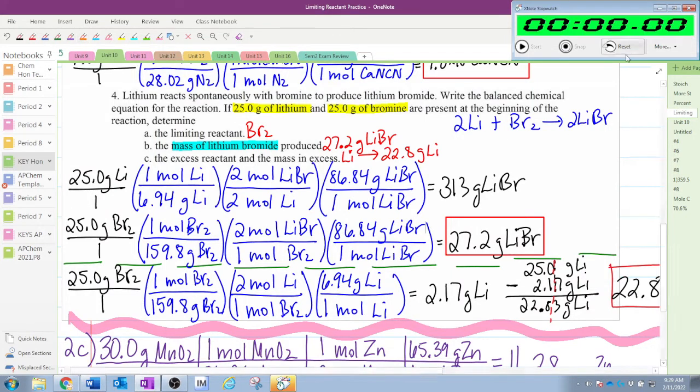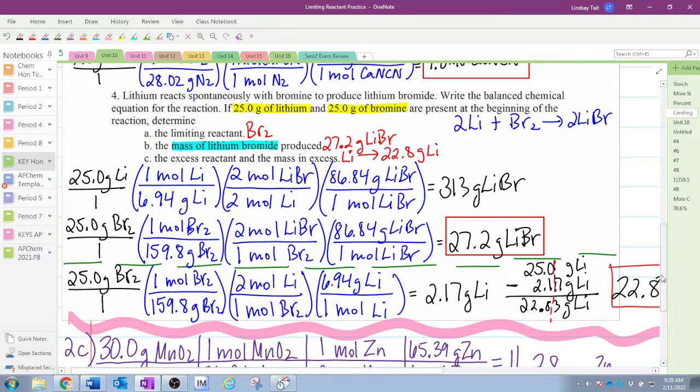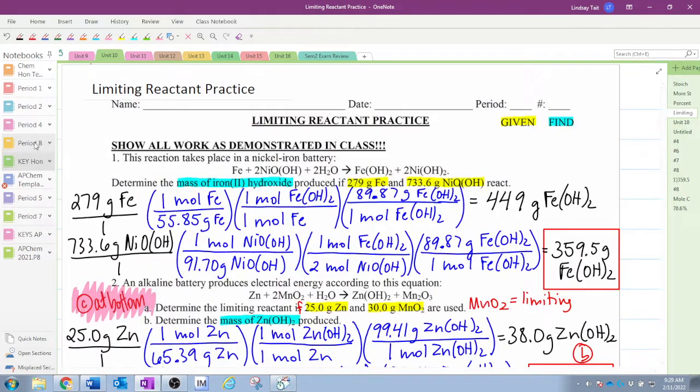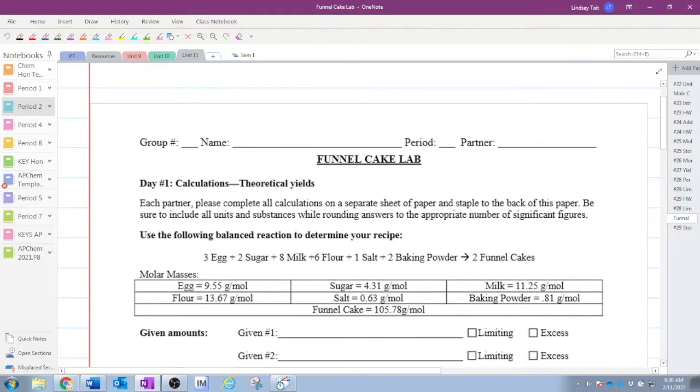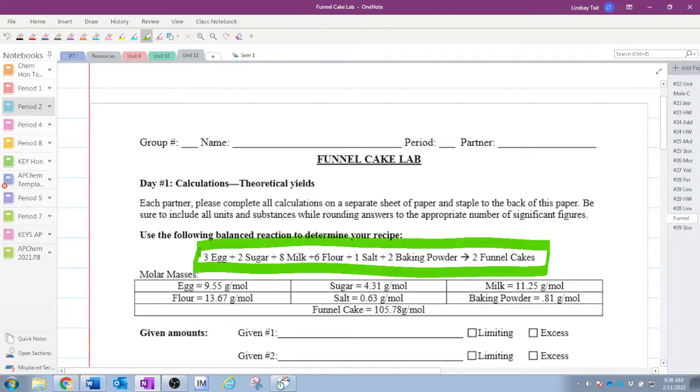All right. Then with that, it's officially funnel cake time. Whoop, whoop. All right. So we're doing funnel cakes, but you know what? This is chemistry class. We're not just going to get out our cookbook and follow that. We're going to do a chemistry style. So what we have here is a balanced equation for making funnel cakes.